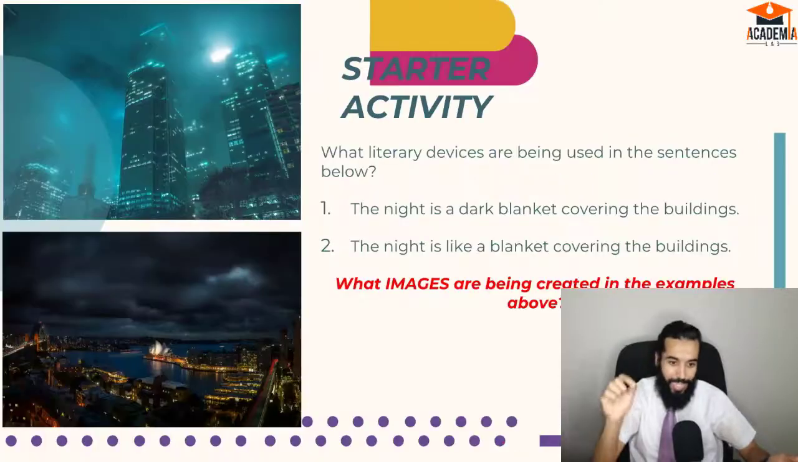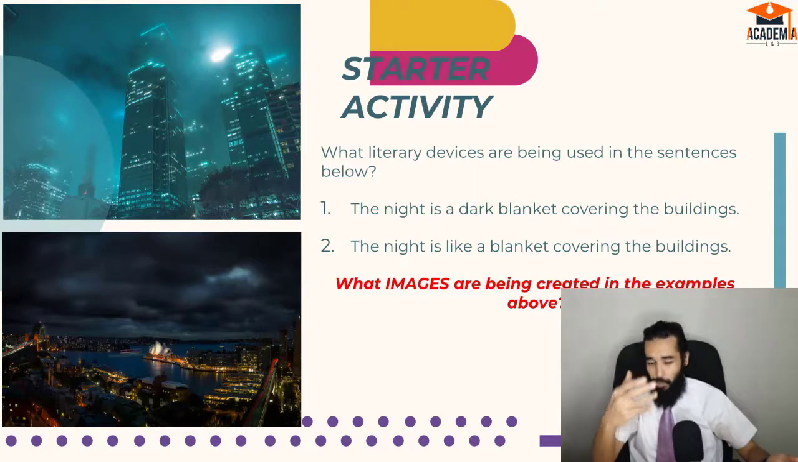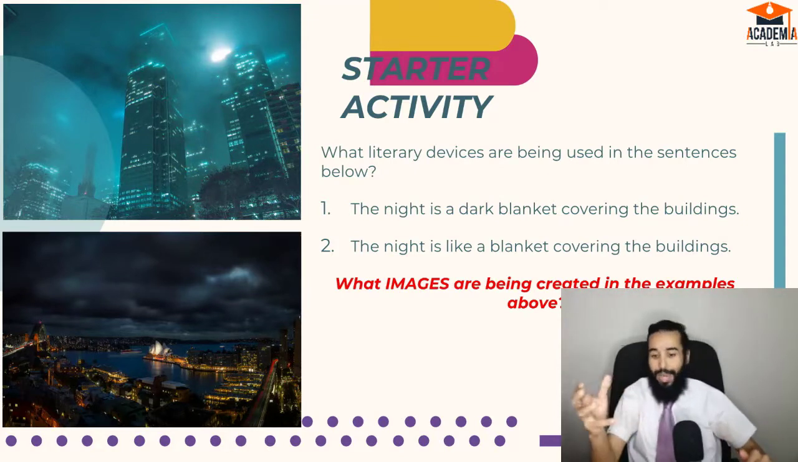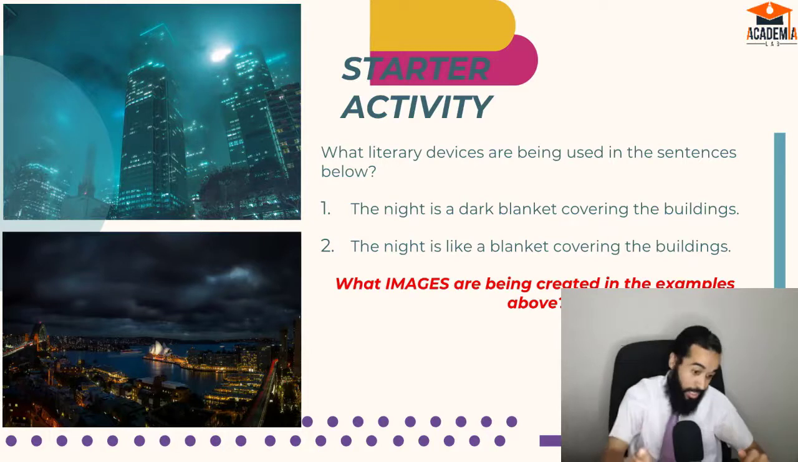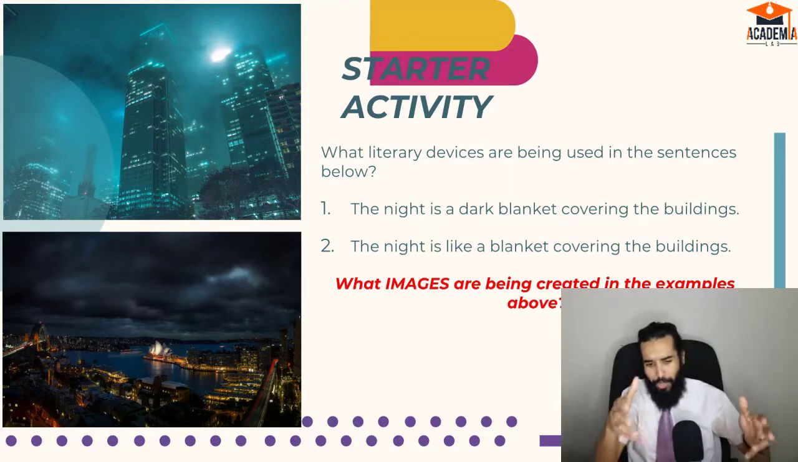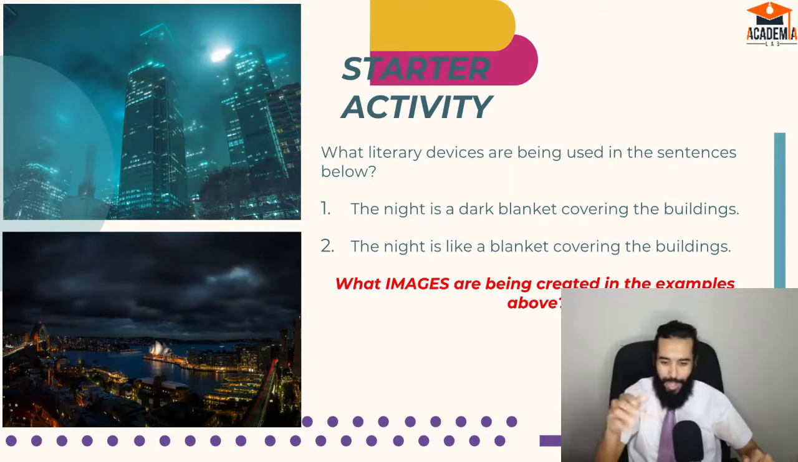We'll come back. Now, a starter activity is going to be about 2 sentences that I want you to read. I want you to read these 2 sentences and tell me what images are being created in the examples, okay? Number 1, the night is a dark blanket covering the buildings. You can see the picture through that. Number 2, the night is like a blanket covering the buildings. You can see the picture through that as well. So tell me what imagery is used in these 2 sentences. Do that and write down the answers in the notebook. Off you go.